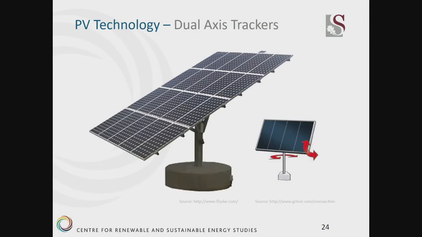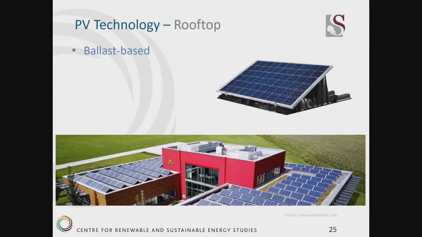Then we get dual axis trackers, and dual axis trackers can track the sun east to west, so when the sun rises it follows the sun till the sun sets, but it can also account for seasonal variability in the sun. So it will also follow the sun from being low in the sky in winter to being high in the sky in summer. For rooftop we get slightly different structures.